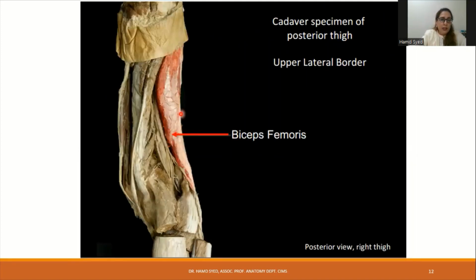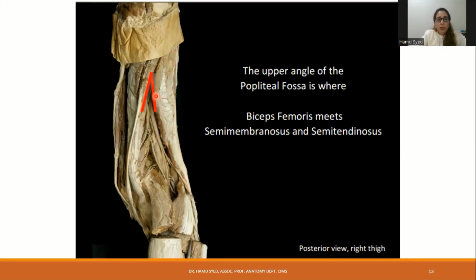Here in the dissected cadaver, you can see the biceps femoris, the fleshy muscle in pink, is forming the upper lateral boundary of the popliteal fossa of the right side. And both these muscles, semitendinosus, semimembranosus, and then the biceps femoris, they meet at an angle which is known as the superior or proximal angle of the popliteal fossa.